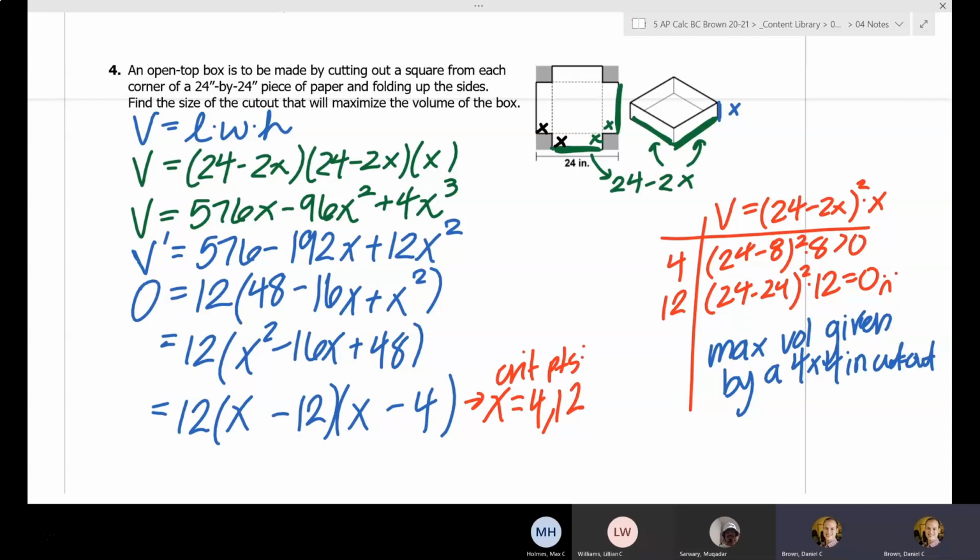If you go back to the original diagram, if you cut out a 12 by 12 box, like you just cut your paper into 4 sheets of paper, there'd be nothing else left to fold. So what is going to maximize that volume? The maximum volume is going to occur when x is 4. So we're basically doing a 4 by 4 cutout to give a box with a maximum volume.